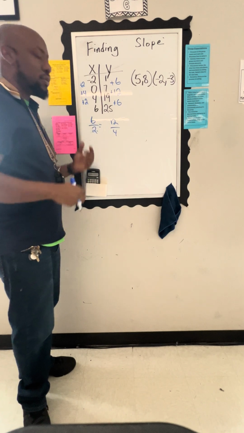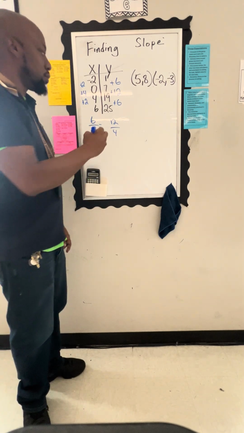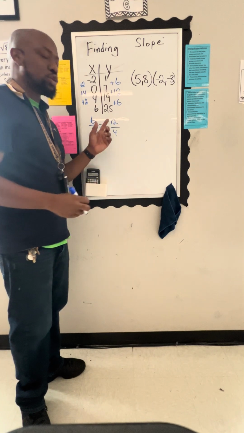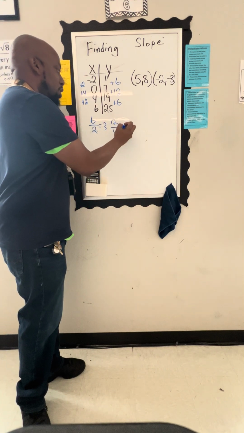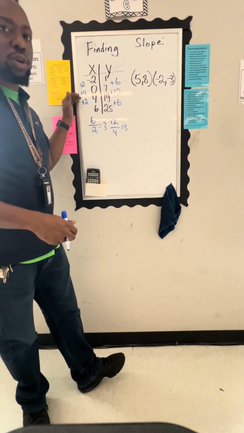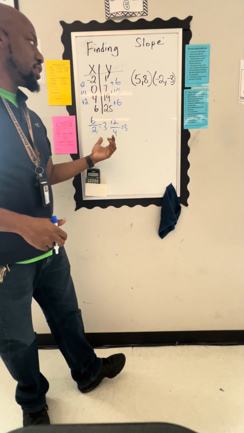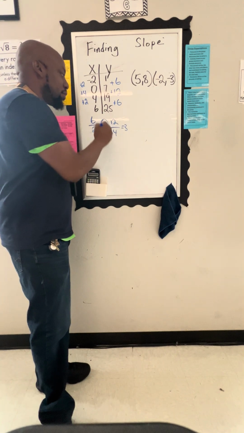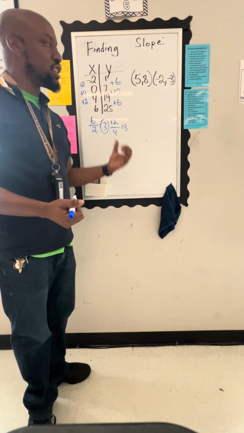What is 6 divided by 2? 3. What is 12 divided by 4? Also 3. All right, so obviously my slope is 3 between each point. That makes this a linear function. So we're just here to find slope. Slope is 3. All right, that's from a table.